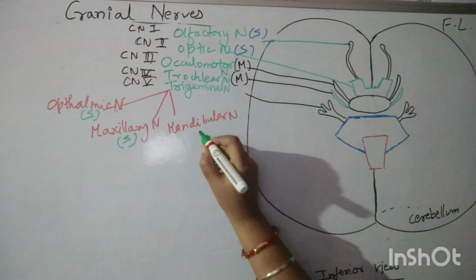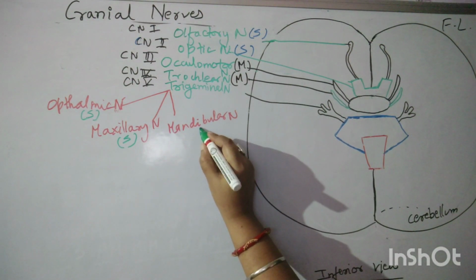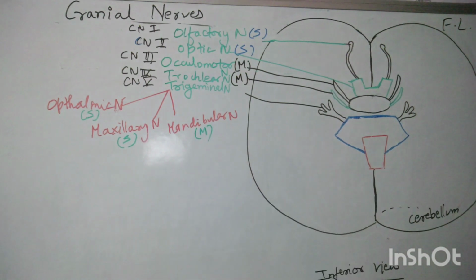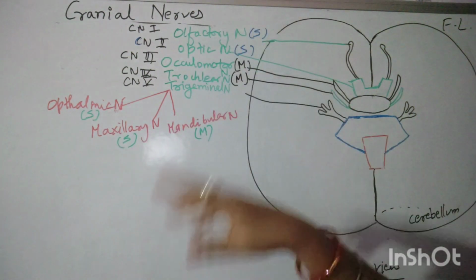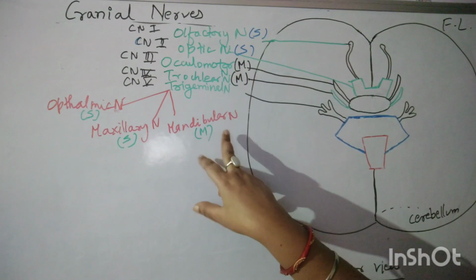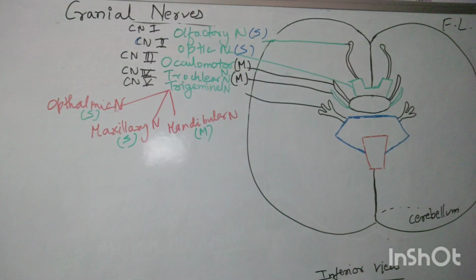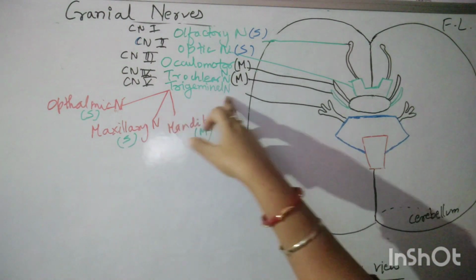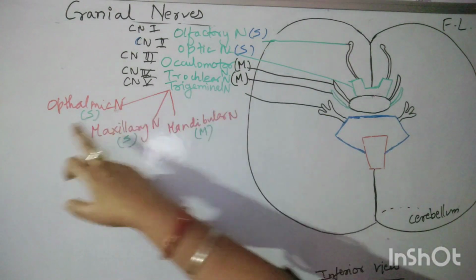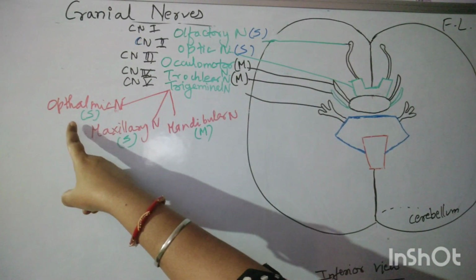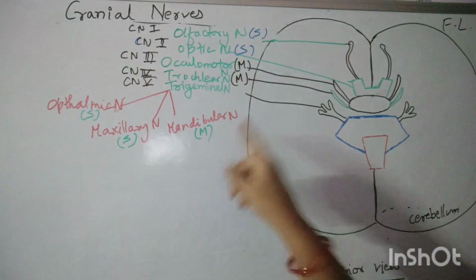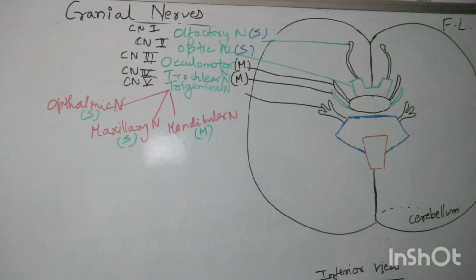So which type of nerve is it? It is motor. All types of senses go to the brain, and the brain is sending the message through this mandibular nerve. So this is a motor type of nerve. Now talking about the trigeminal, which is formed by three types of nerves. So trigeminal is basically a combination of sensory and motor, that is mixed. Clear?